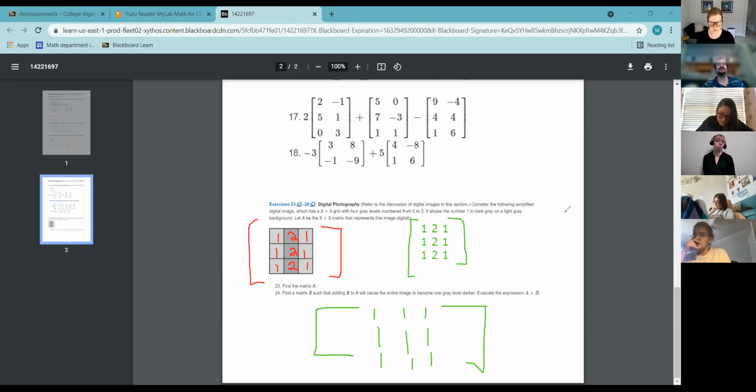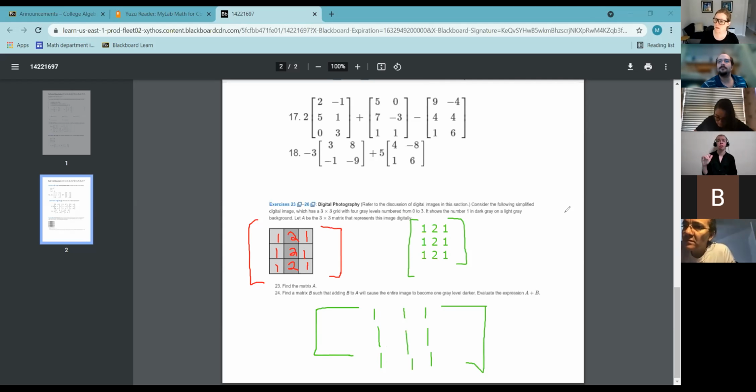I thought it was asking to make the whole thing the same color. I don't think that's what it's asking. So it would have been like 2, 1, 2 to all make it black. On a matrix B, such that adding B plus A will cause the entire image to become just one level darker. So each color just becomes one level darker than what it is.